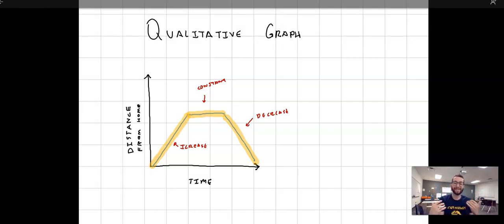And then lastly, the decrease, because I am walking back home. So because I'm walking back home, that distance is getting shorter because I'm getting closer to my house until I am eventually home. So a qualitative graph is a graph that tells a story. It is not necessarily a picture. I didn't climb a hill to get to QT. I walked further away from my house to get there. I was in the gas station, and then I walked home.